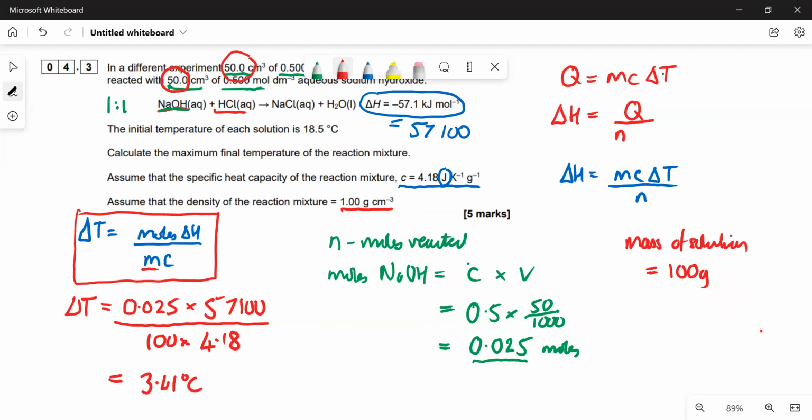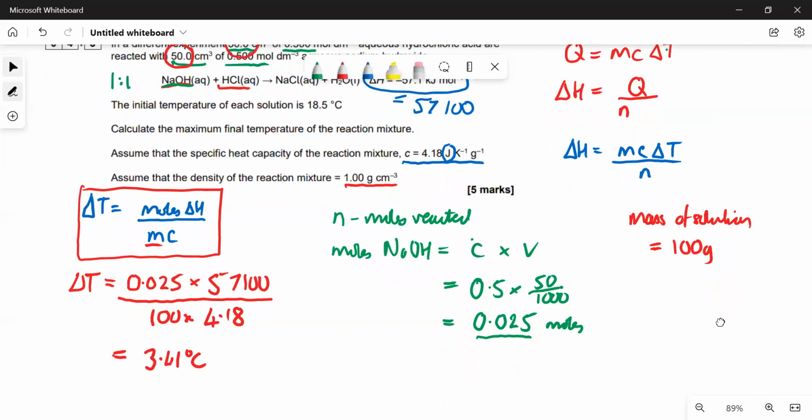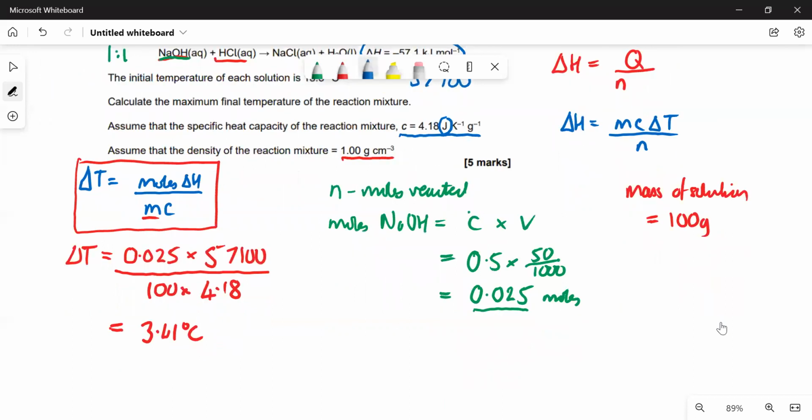Now we need to find out the final temperature. So the final temperature is going to be equal to the initial temperature, which they tell us was 18 degrees C. Sorry, was it 18.5 degrees C? Plus the temperature rise, which is 3.41. So the final temperature is going to be then 21.9 degrees C.